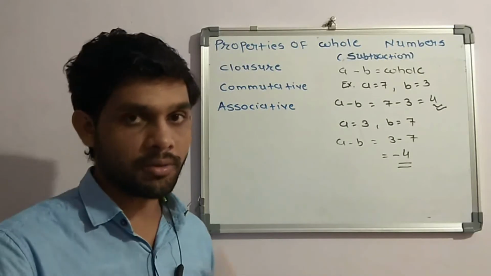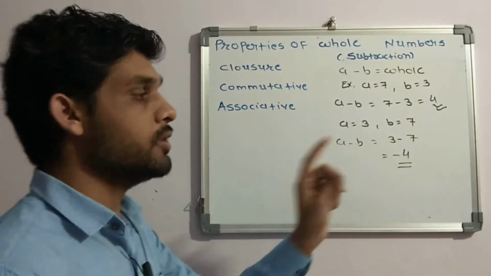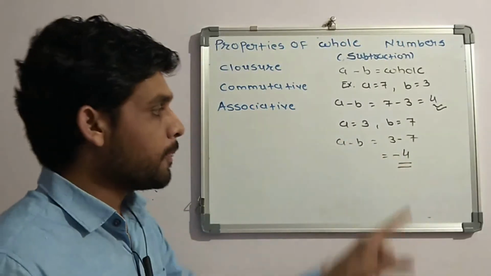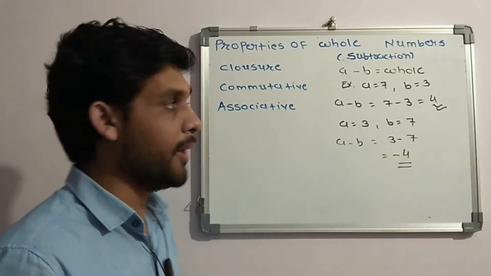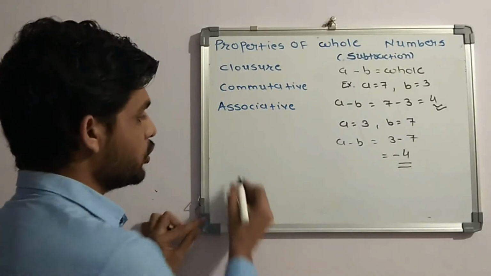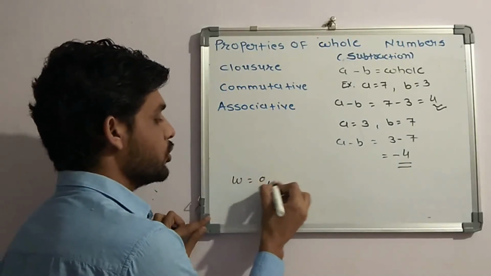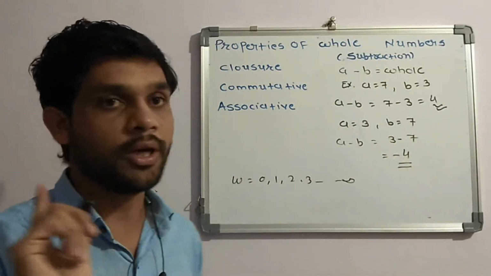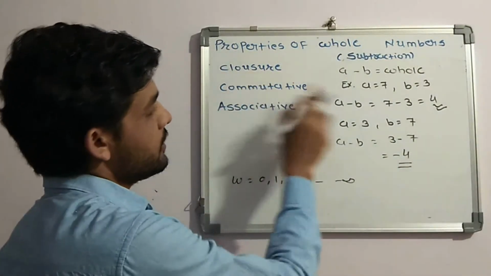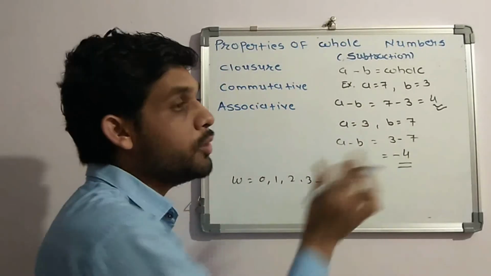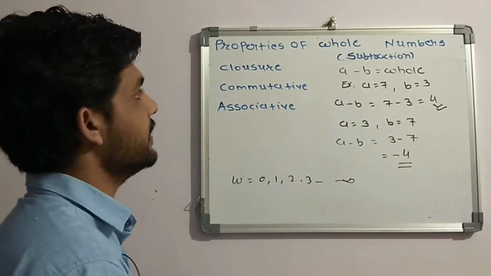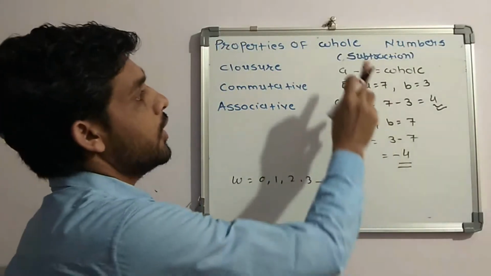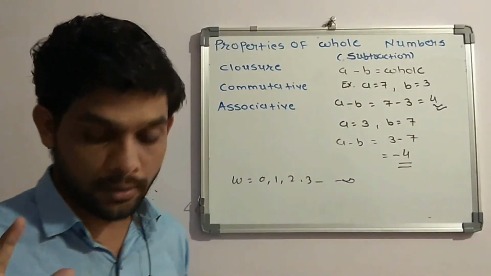About the negative answer, we will learn in integers. As of now you have just understood this for subtraction property. So now this is minus 4, and minus 4 is not a whole number. As you know that in whole numbers we consist from 0 to all the positive integers. Negative integers cannot be included in the whole numbers. That means this statement is not proved here. So from this we can say that the closure property is not closed under subtraction for whole numbers.